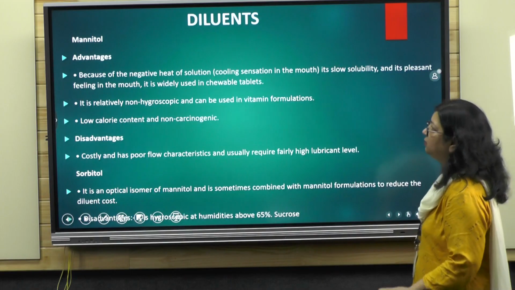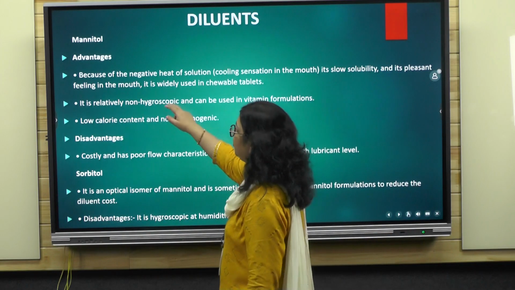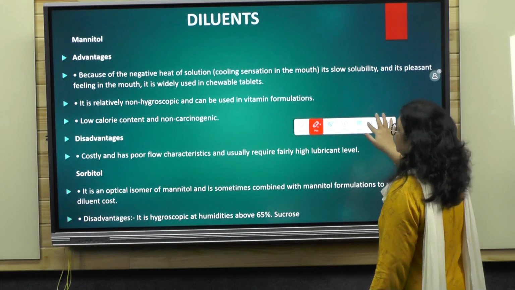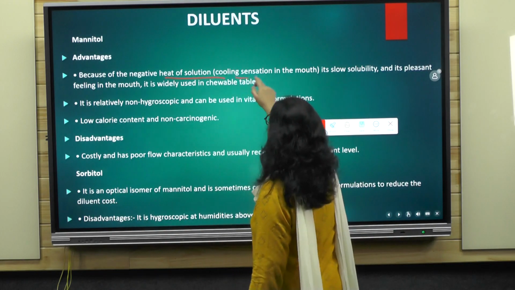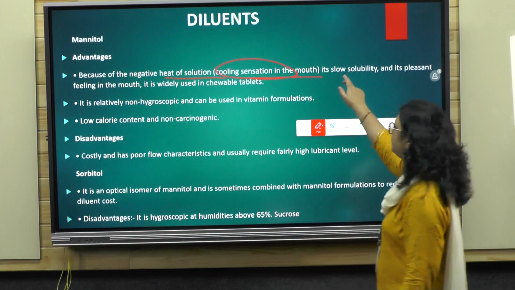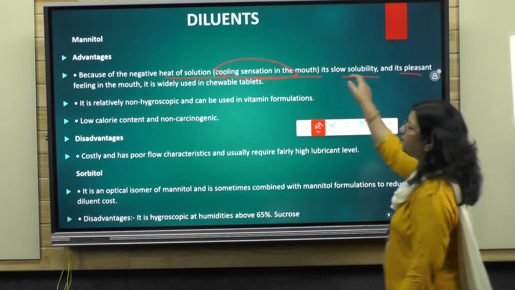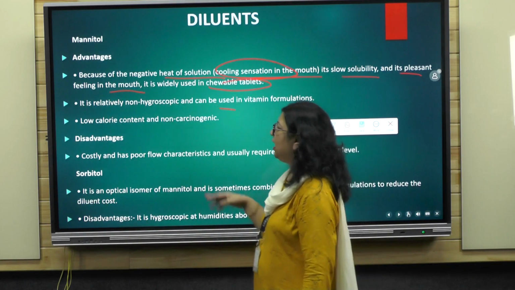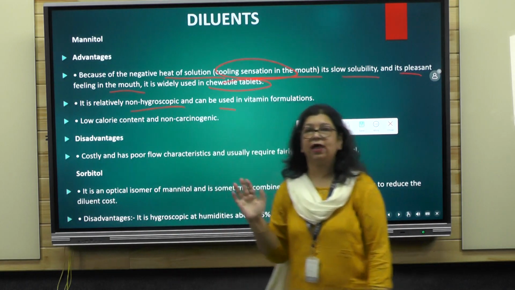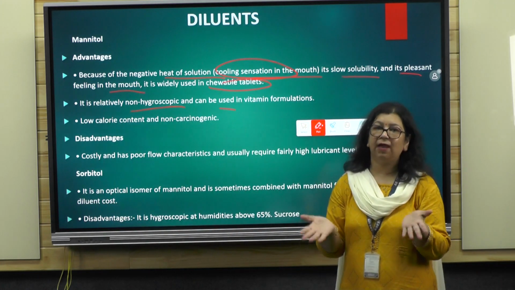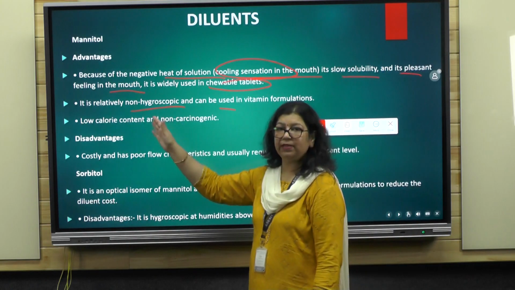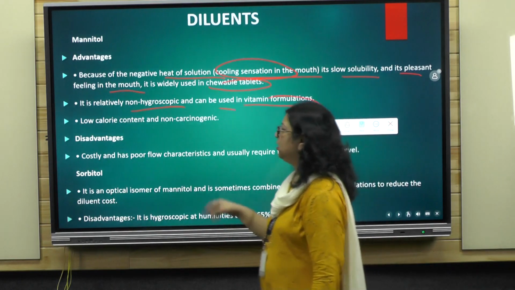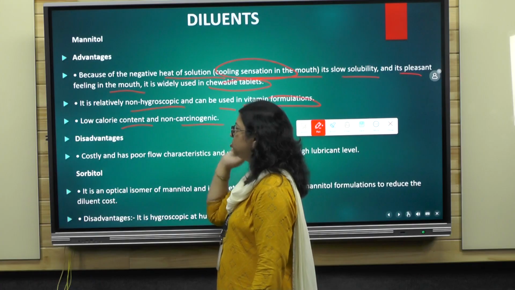Now talking about diluents, one more, mannitol. It has advantages because it has a negative heat of solution, that is, it gives a cooling sensation in the mouth, and it has slow solubility. It has a pleasant feeling in the mouth, and it is widely used in chewable tablets. And these are relatively non-hygroscopic. Hygroscopic means that they absorb moisture, and if they are non-hygroscopic, that means they do not absorb moisture, and therefore they can be used in vitamin formulations.